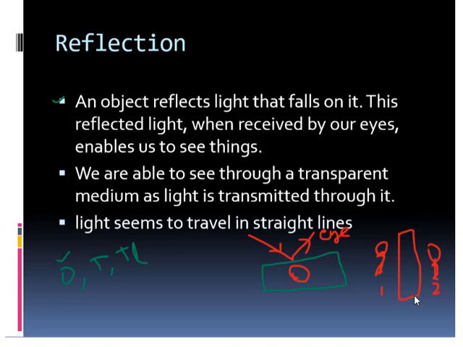On the other hand, suppose this is a transparent object or transparent medium, for example, a piece of glass. Then this person is able to see the other person, and the second person is able to see the first person. Now light seems to travel in a straight line. So it is considered that light travels in a straight line from one point to another point.